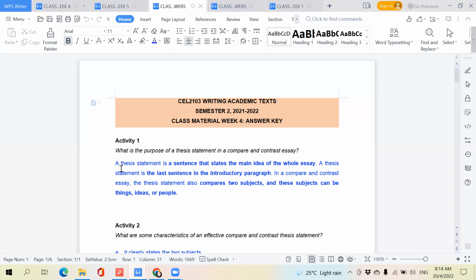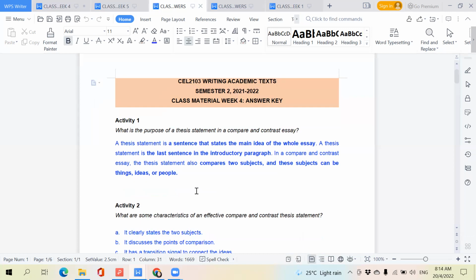Okay, next. Remember, a thesis statement is the one sentence that states the main idea of the whole essay. So make sure it's only one statement. It's not going to be two or three, only one sentence. And it will be the last sentence of your introductory paragraph. Here is where you need to give a preview or a sneak peek of the two subjects that you want to compare and contrast. Next, it is asking you what are some of the characteristics of an effective compare and contrast essay. Maksudnya apa yang kena ada?